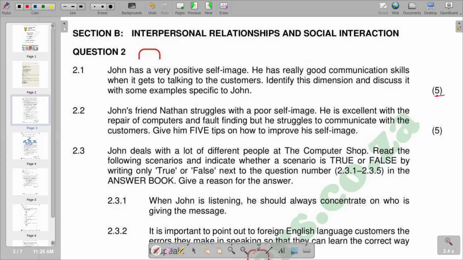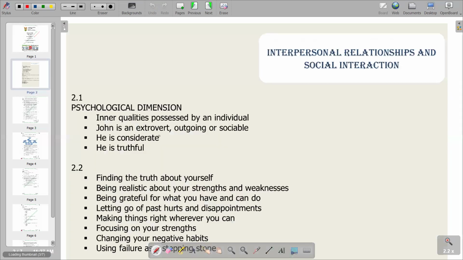You see that the dimension associated with these features is a psychological dimension. Remember, the psychological dimension encompasses mental and emotional experiences. Obviously, this is going to describe John as an extrovert. So John is an extrovert, which is a positive self-image. According to the question, we can respond with the points articulated in the other section, whereby we are saying it's a psychological dimension.